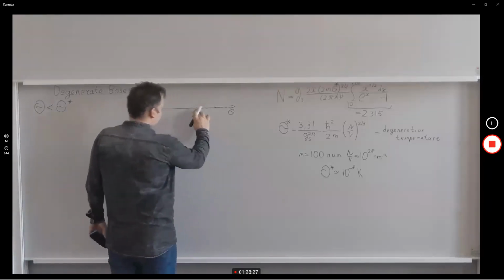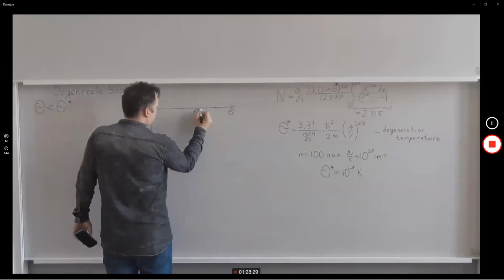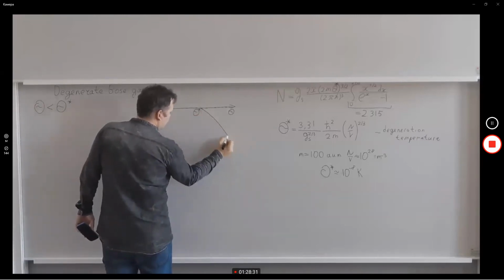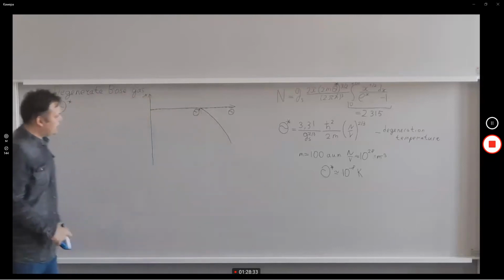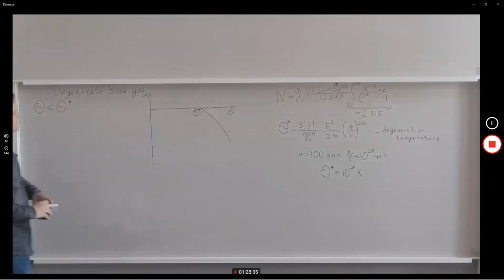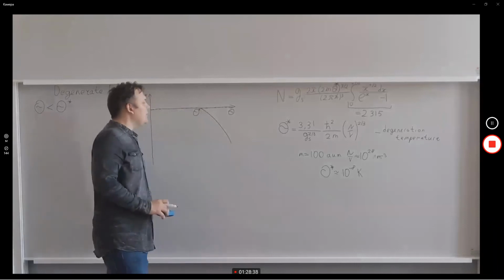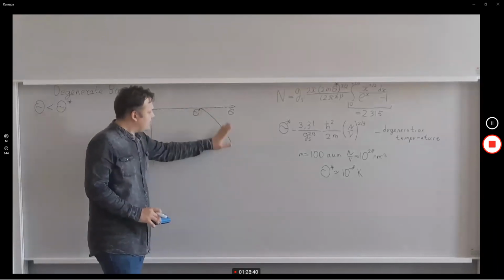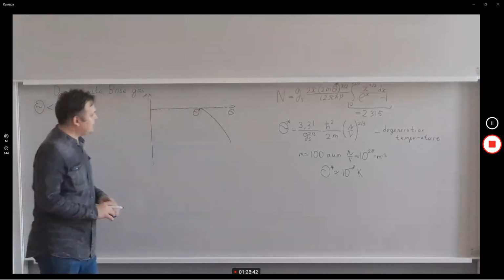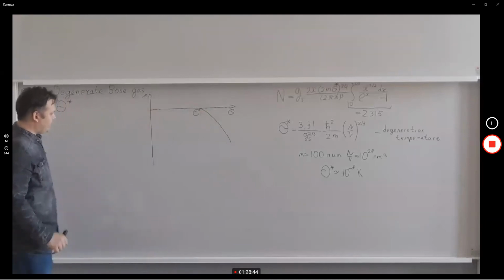For temperatures higher than theta ast, the chemical potential has a certain negative value, and it decreases with the temperature. Let me just avoid the proof of this fact. It's quite easy.